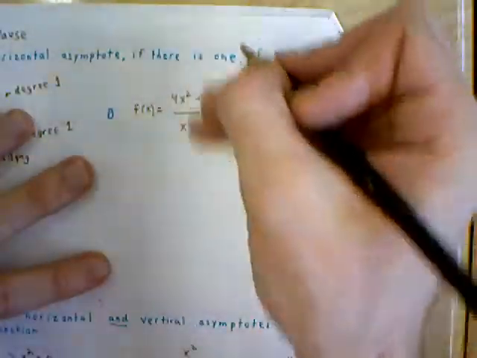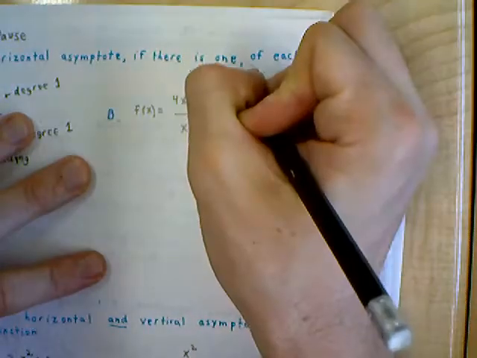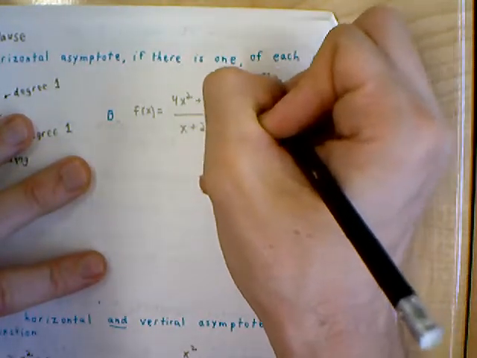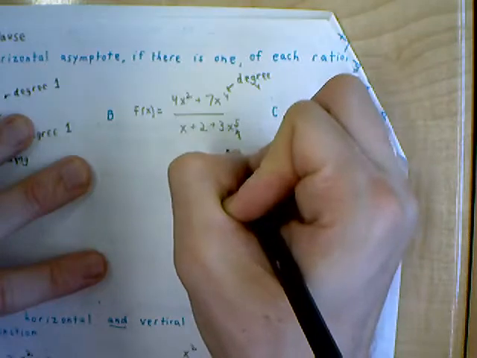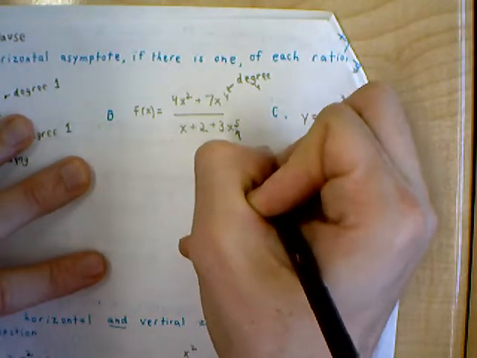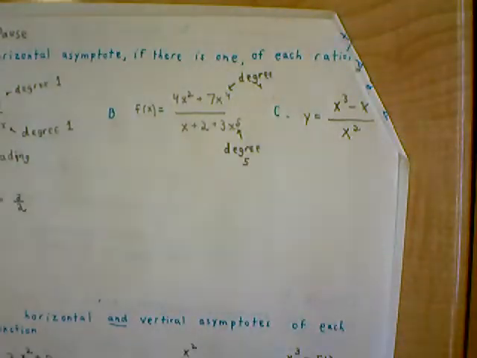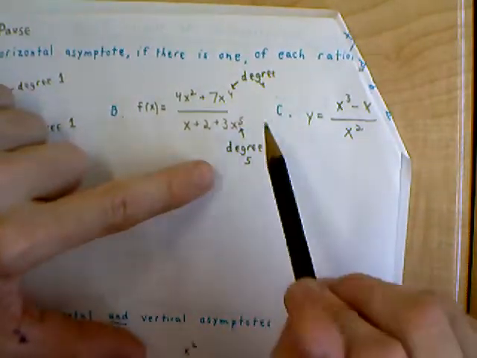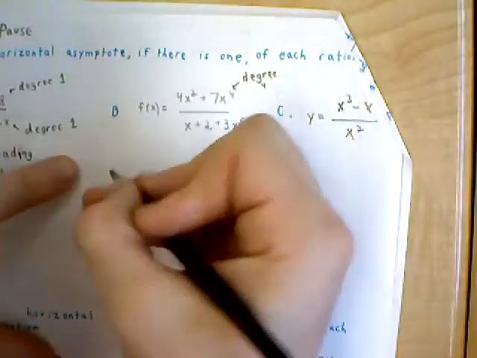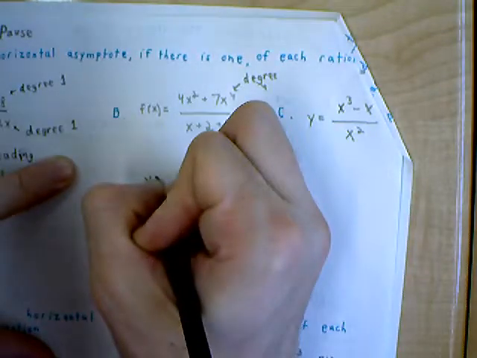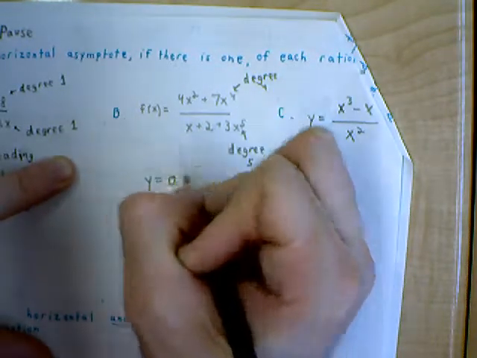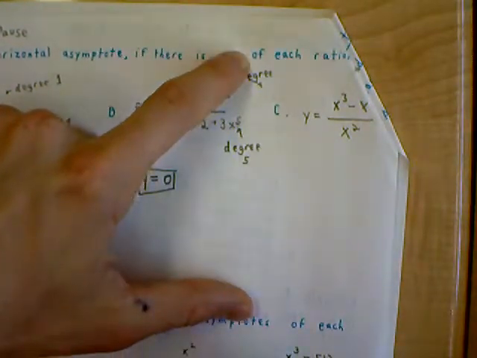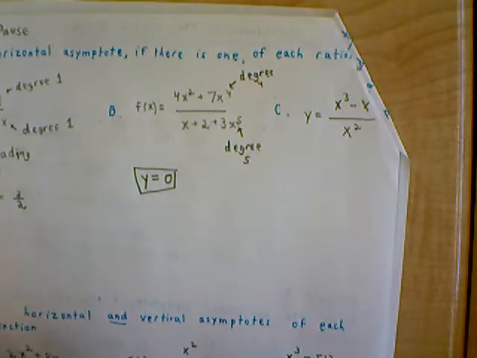I see the degree of the numerator is 4. You look for the highest exponent. The degree of the denominator is 5. So now the degree of the denominator is way bigger than the degree of the numerator. So I have a horizontal asymptote at y equals 0. The numerator has a smaller degree than the denominator.